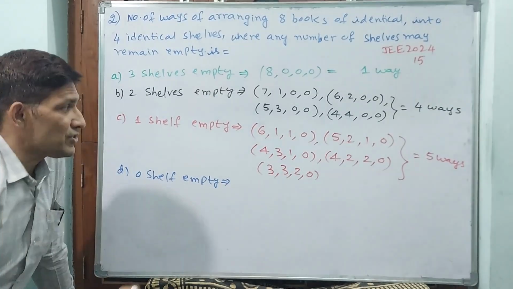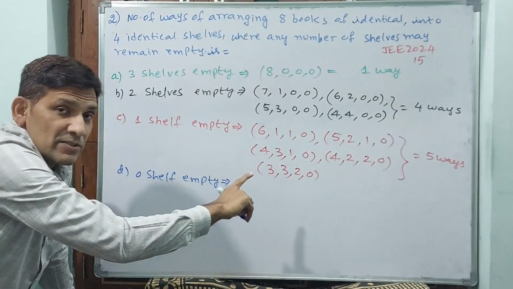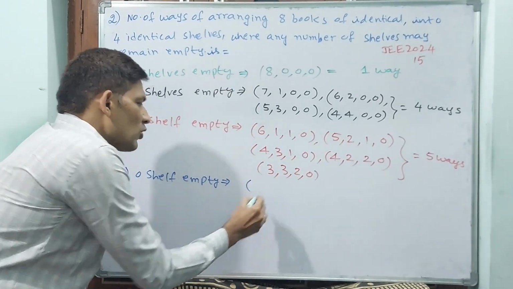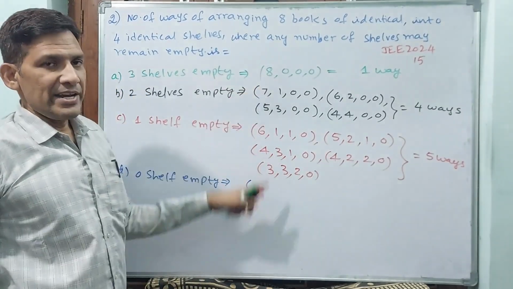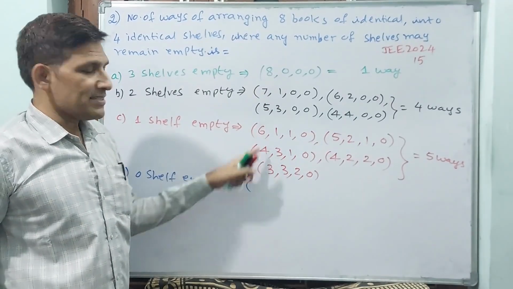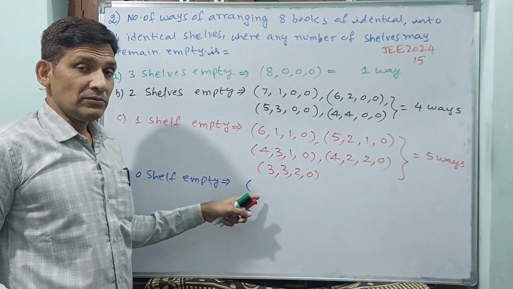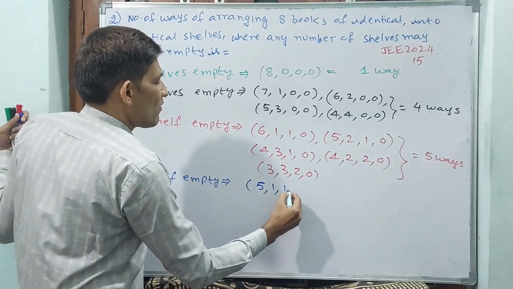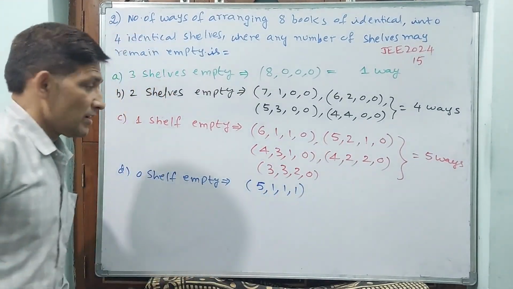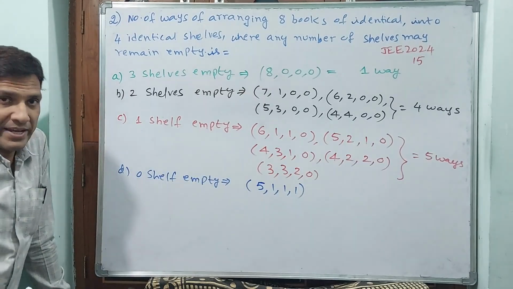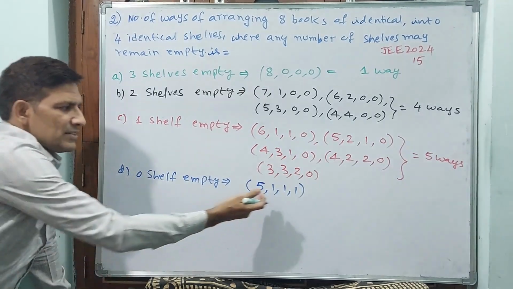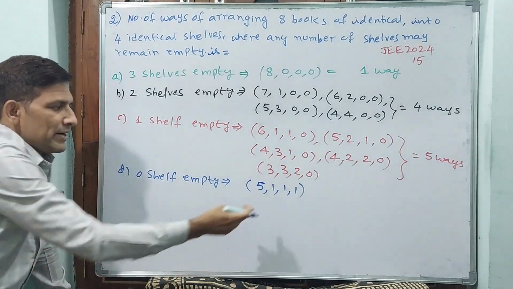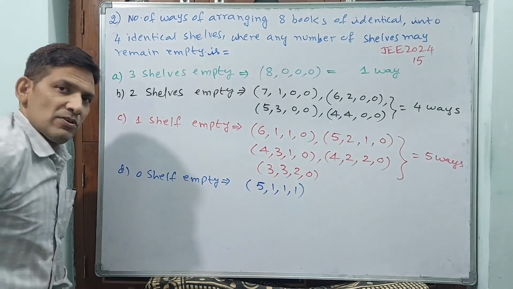0 shelf empty. That means see, now no shelf is coming 0. All are going to occupy. See, all are going to occupy means can I write 8? No. Can I write 7? No. Can I write 6? No. Can I write 5? Yes. 5 1 1 1. Maximum 5 you can take in one shelf. Remaining 3 shelves. Why? Because 0 empty means no 0 should come here. All should be occupied. 1 1 1. 3 plus 5, 8. Okay.